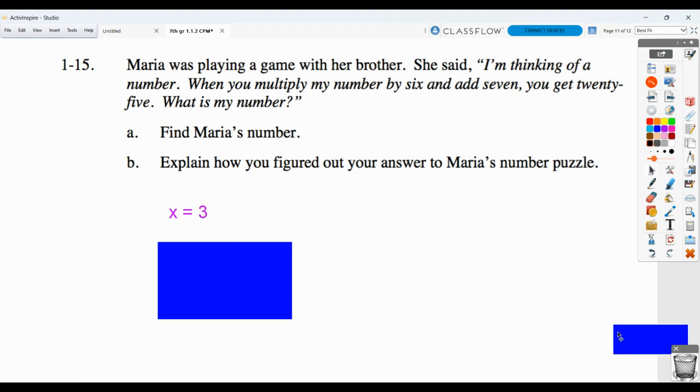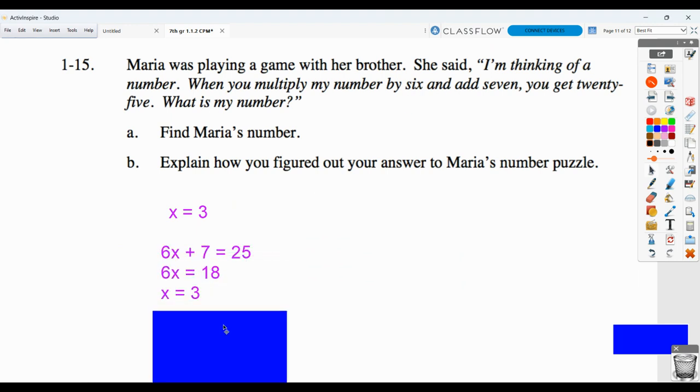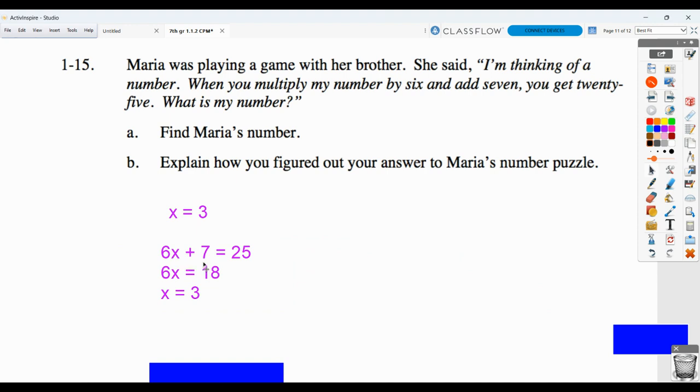So I looked at it and said, okay, what number multiplied by 6 and then adding 7 gives me 25? Well, the way I would view it is, all right, if I take away the 7 first, then I have 6 times my number equaling 18. So then my number would have to be 3. But again, you don't have to do it that way.